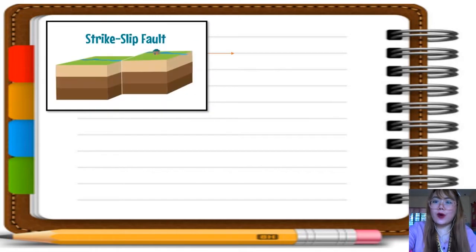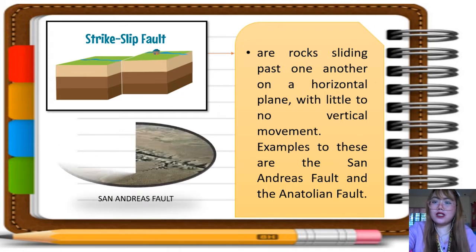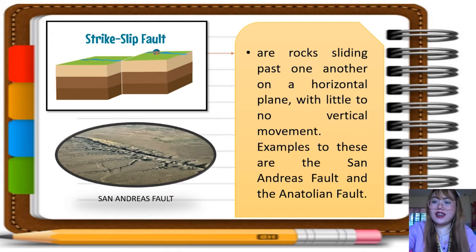Now, let us discuss the three kinds of faults. Let's start with strike-slip faults. How will you describe a strike-slip fault? Strike-slip faults are rocks sliding past one another on a horizontal plane with little to no vertical movement. Examples of this are the San Andreas Fault and the Anatolian Fault.